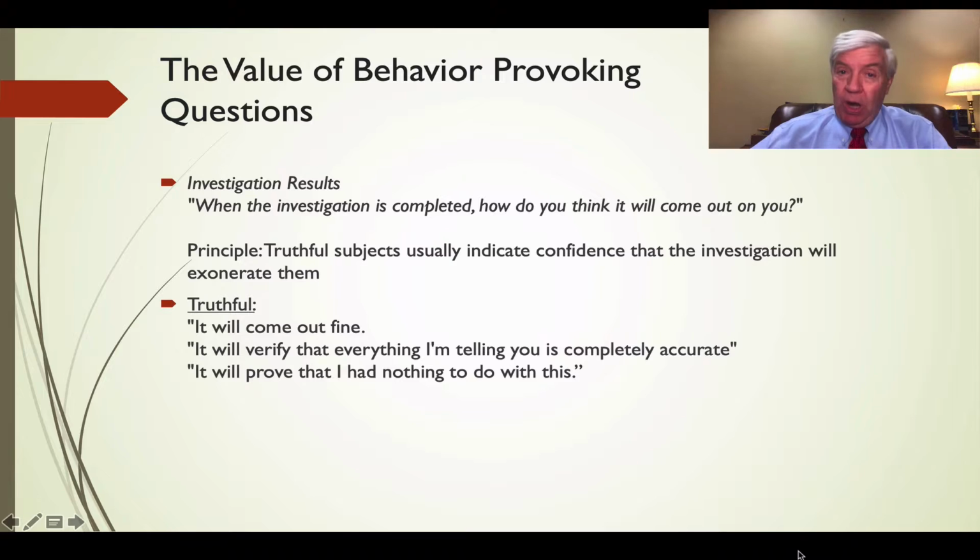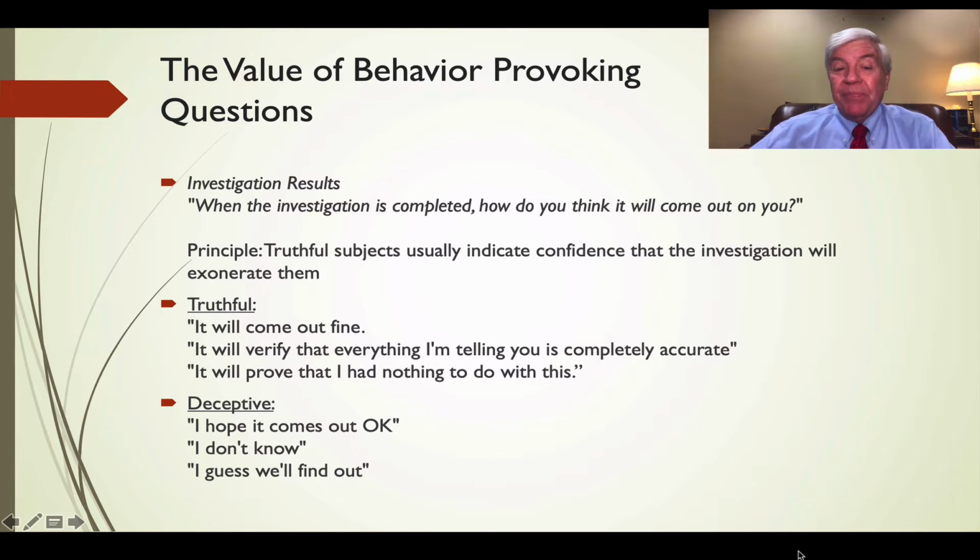Deceptive people aren't sure how it's going to come out. I mean, they hope they slip through the cracks. They hope they get by. They hope you don't find them, but they don't know. And that sense of uncertainty oftentimes comes out in this response. I hope it comes out okay. I don't know. I guess we'll find out.